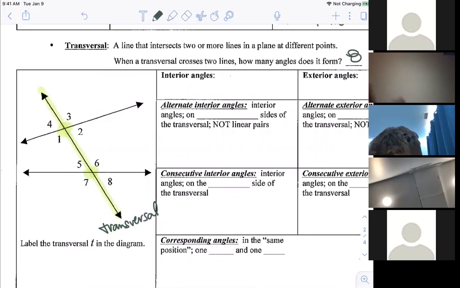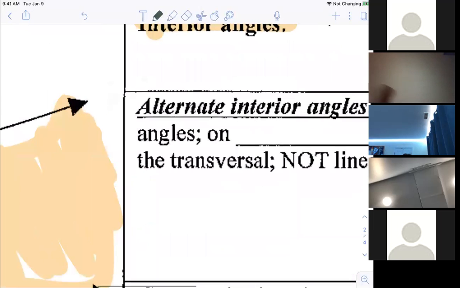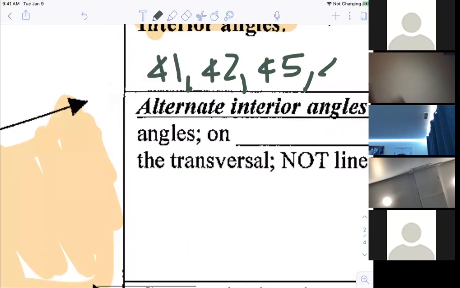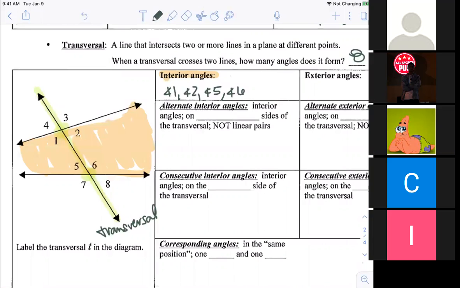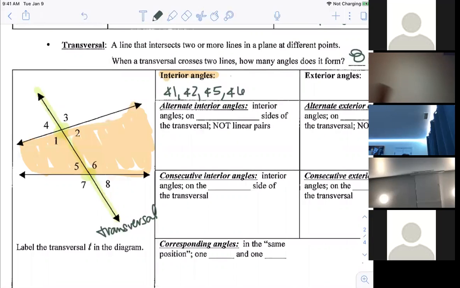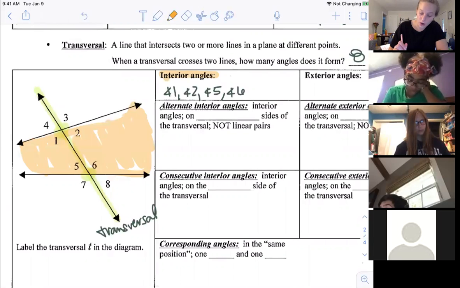So we have this transversal, and now I've got some different relationships with my angles that I can talk about. The first thing I'm going to talk about is something called the interior angles. Interior angles are everything that's inside the two lines that are crossed by the transversal. So everything in here is in my interior. That means angles 1 and 2 and 5 and 6 are all interior angles. Okay. Now I also have exterior angles, which are all on the outside. My exterior angles are all outside the two lines that are crossed by the transversal. So I've got exterior over here with 4 and 3, and I have exterior down here with 7 and 8.